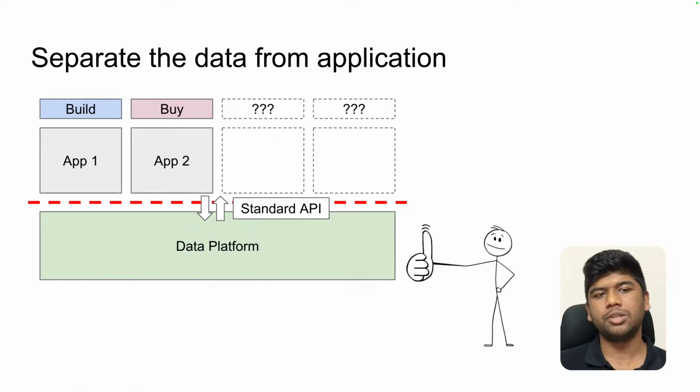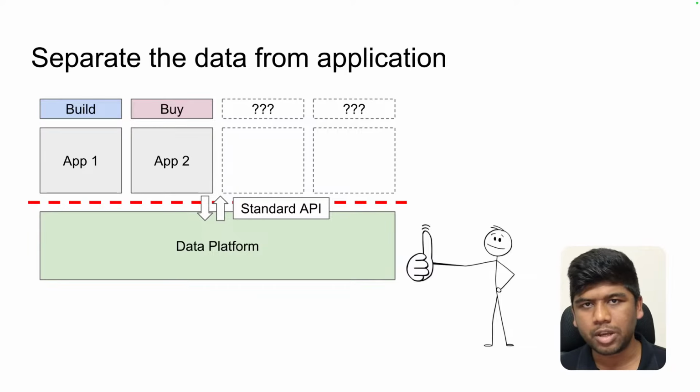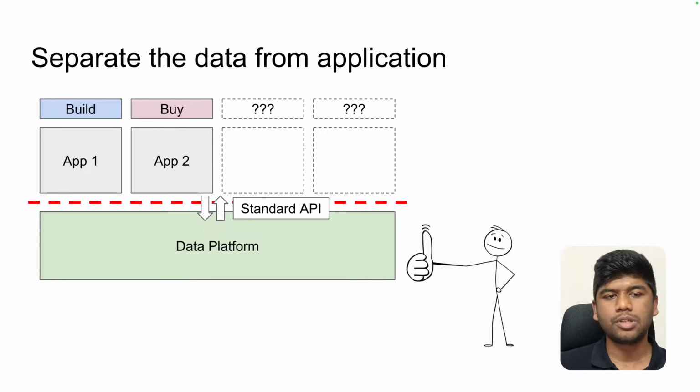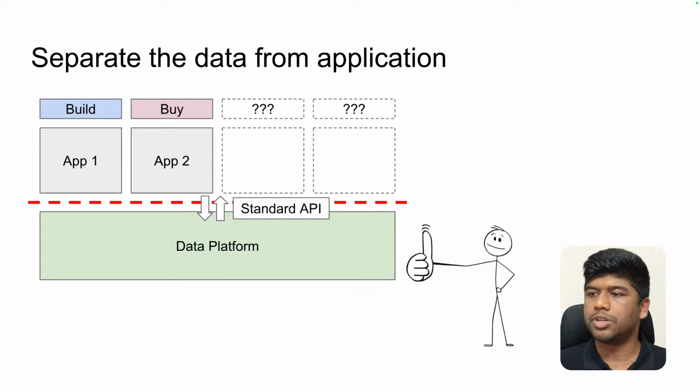Now, the main question is, this needs a standard API, right? Because different apps have to now agree on what the right way to talk to this data platform is. What is the right way to store this information? What is the right way to actually persist all of this data? Now, this standard API is really what openEHR is.